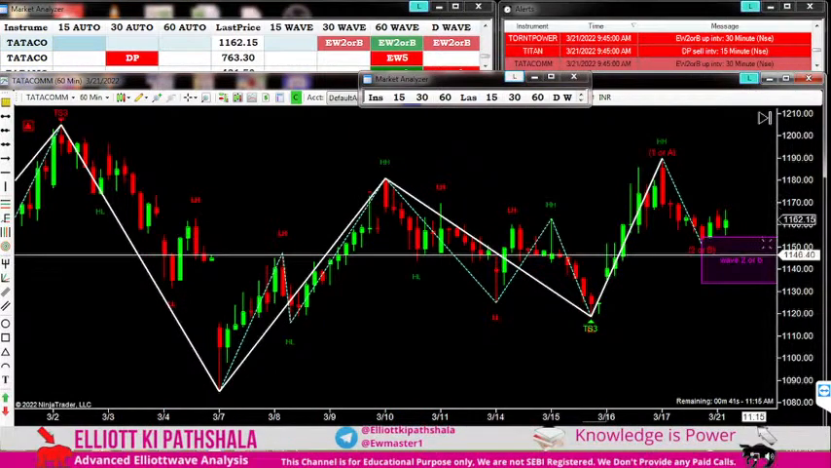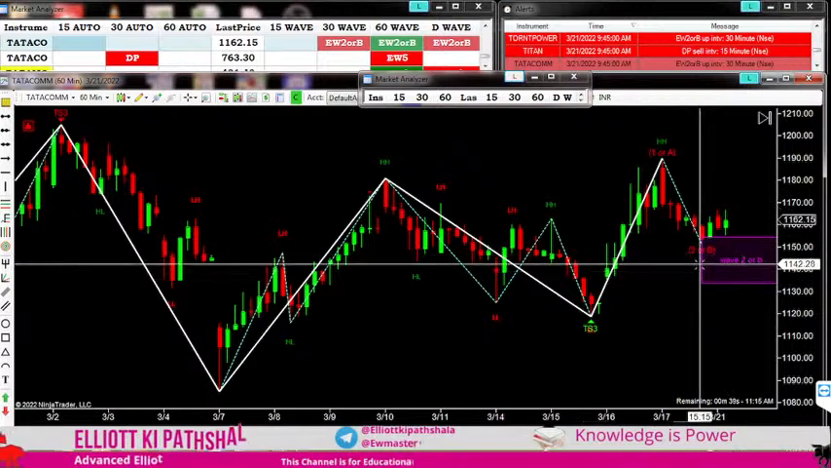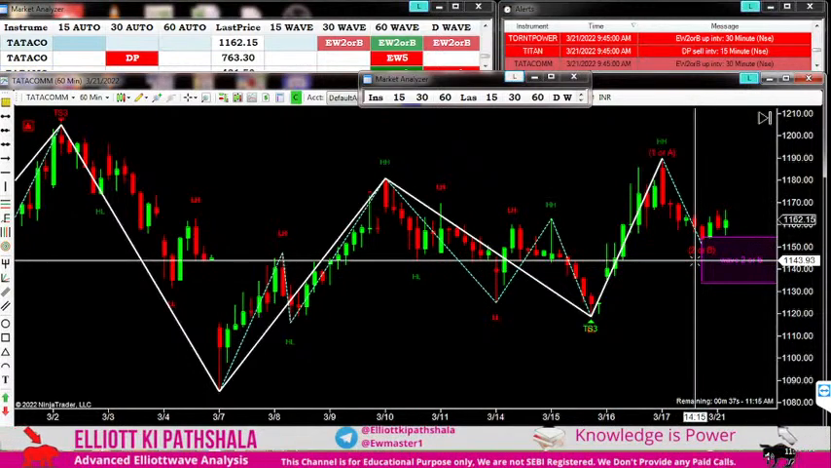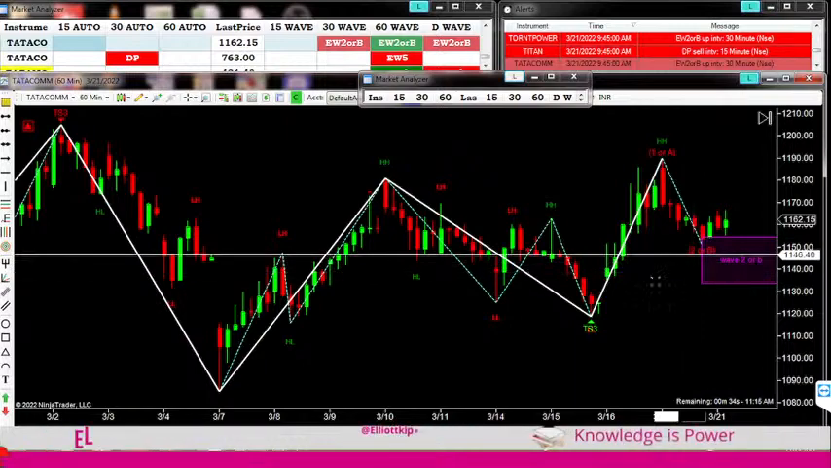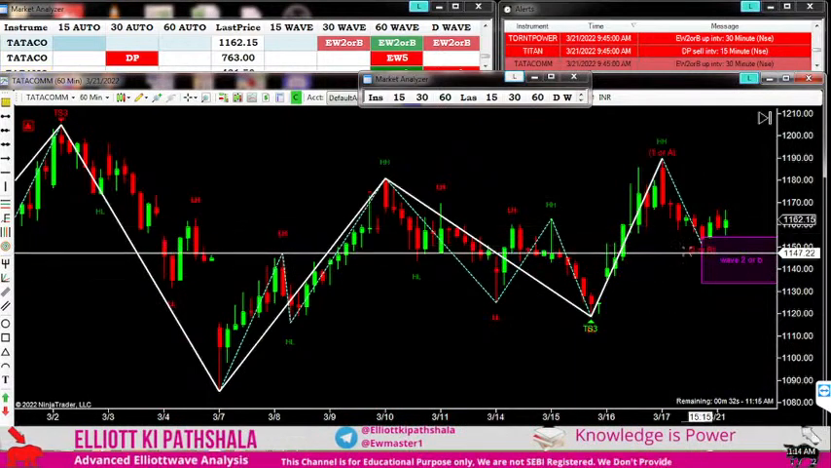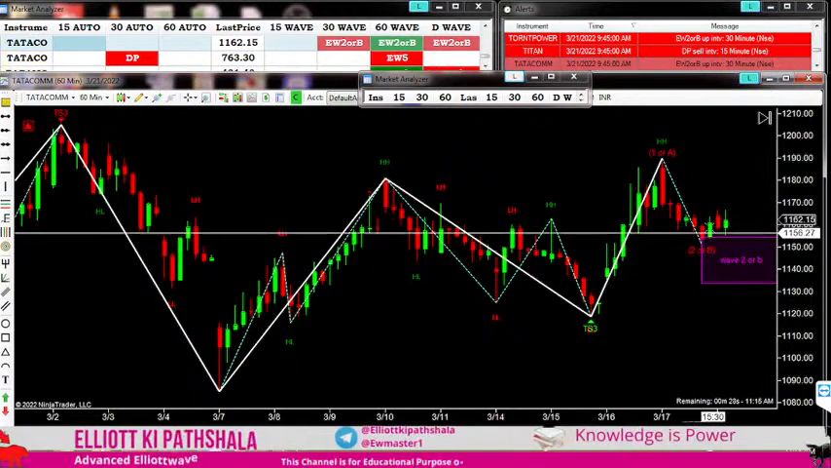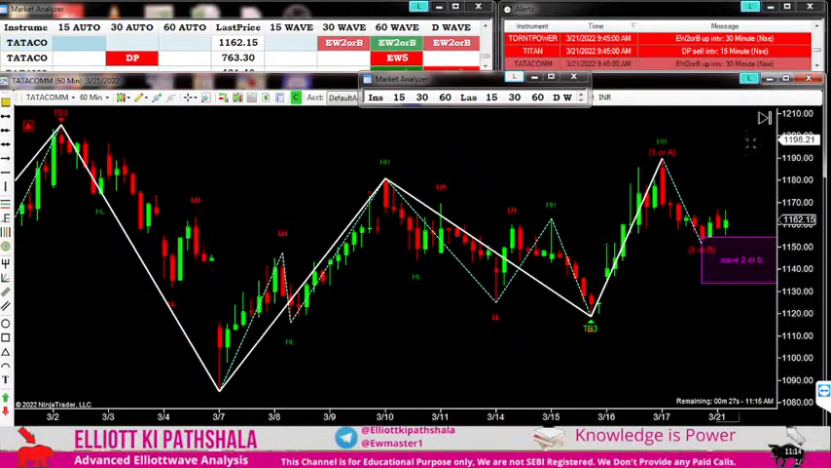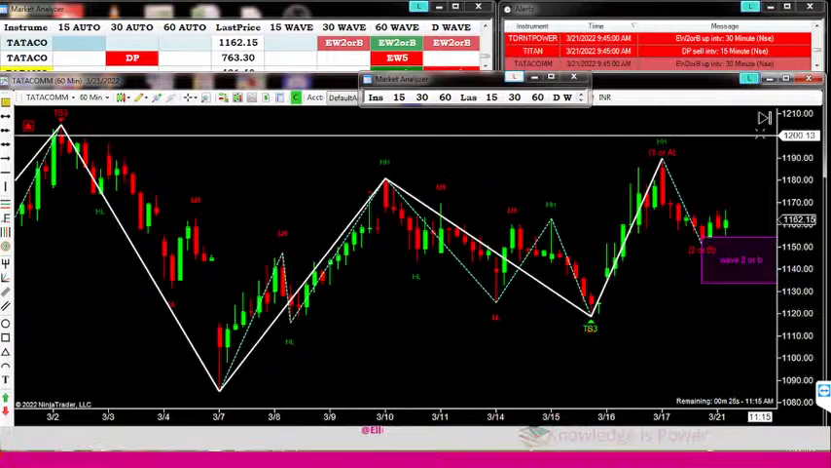Okay? So where they have to keep the stop loss, all these things we will be teaching them in detail, in a step-by-step process. So here it has come to the wave 2 zone. If it is sustaining at this level, and if this low is not broken, then we can look for an upside movement from this level.